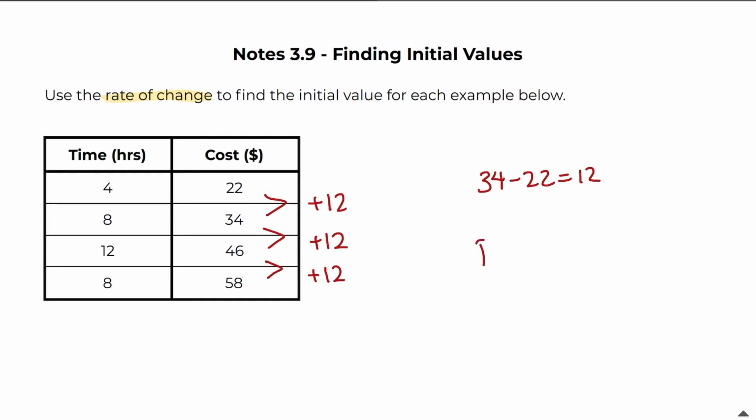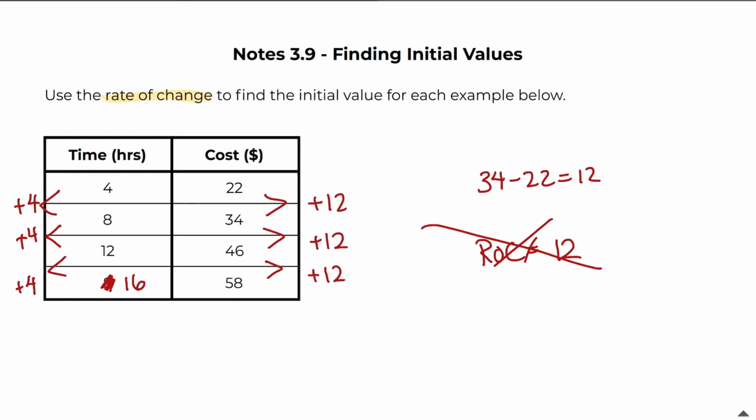Heads up, the rate of change is not equal to 12 because this is not going up by ones. This is actually going up by fours. So from 4 to 8, it's going up by 4. From 8 to 12, it's going up by 4. And I apologize, this should say 16. From 12 to 16, this is also going up by 4.